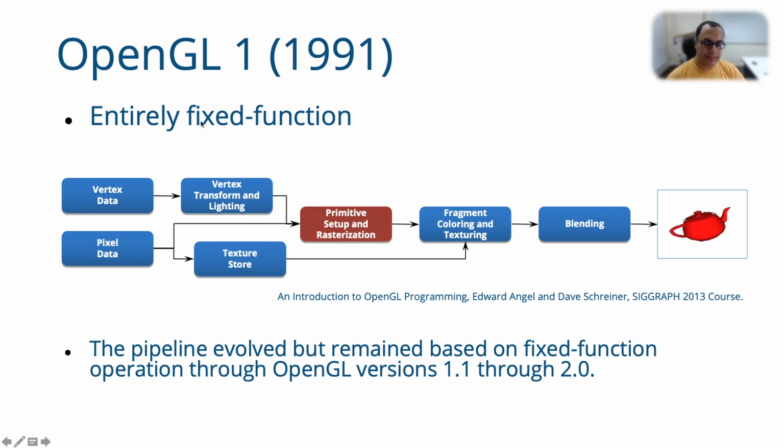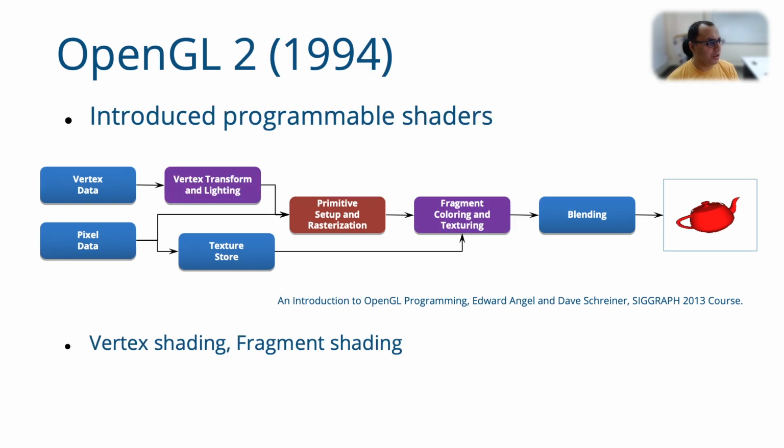So this was known as the fixed function pipeline, which was introduced in OpenGL 1, and up to OpenGL 2, this pipeline stayed pretty much fixed function. A few more stages were introduced, but the pipeline stayed fixed function. Then at some point, OpenGL decided that it could allow some vertex shaders and fragment shaders to be included.